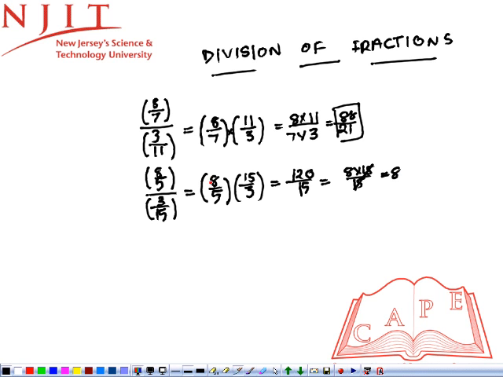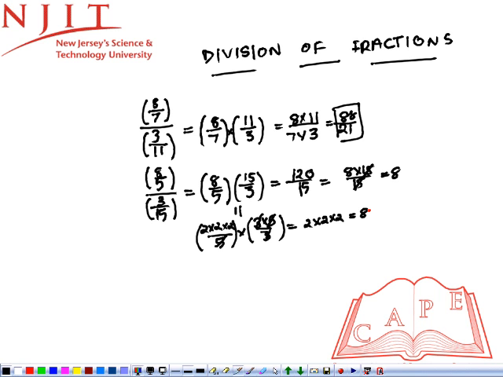What you can do over here, the other way, is factor out the numerators and factor out the denominators. So we factor out 8, we get 2 times 2 times 2 divided by 5, multiplied by the factors of 15, which are 3 times 5, divided by 3. We can cancel out 5 and 3. So what we have left is 2 times 2 times 2, and we get 8. Which is the same answer but easier.